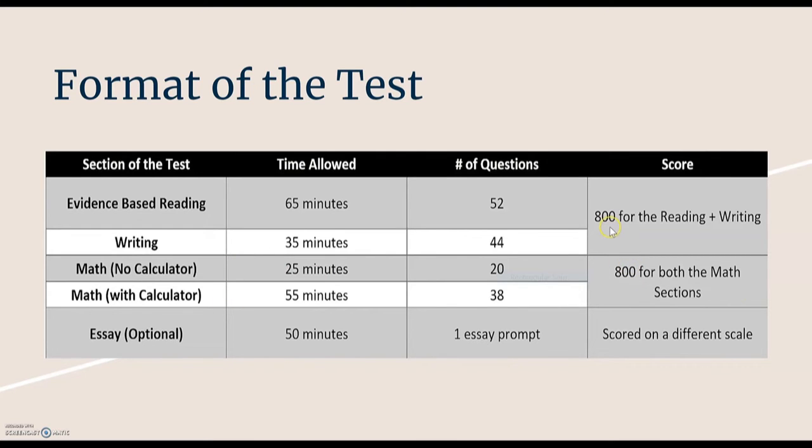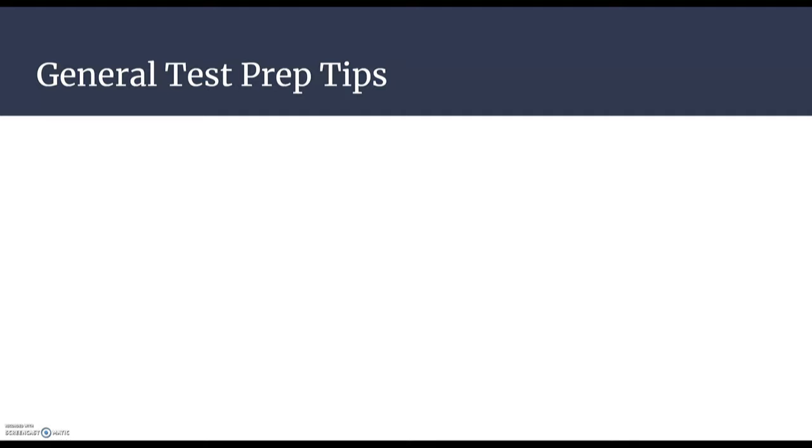So if you add your reading and writing score of 800 plus 800 for the math, you'll get a total score of 1600. There is an essay that's optional, and most students won't take it, but some students do. It all depends on the college you're applying to, so make sure you look at various colleges. If you want to be on the safe side, I would recommend you take the essay. You'll have 50 minutes to answer one essay prompt, so you'll need to write one essay, and it's scored on a different scale, so you'll have to look into that separately.